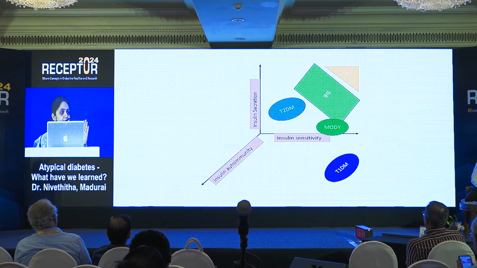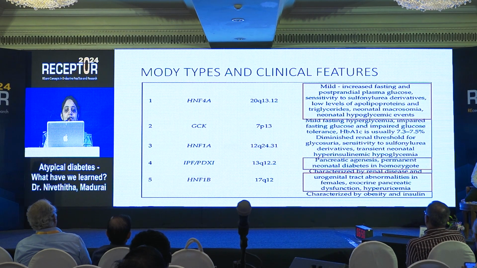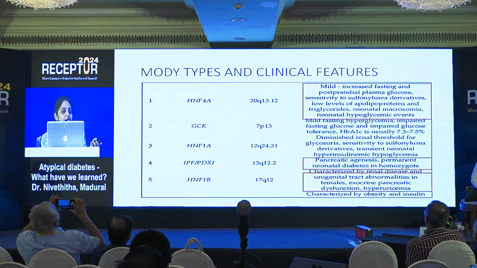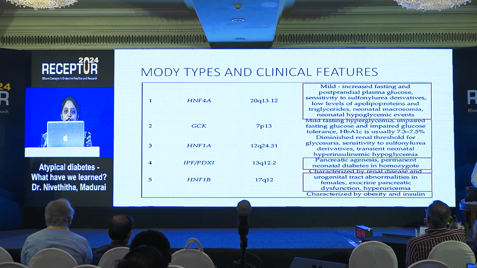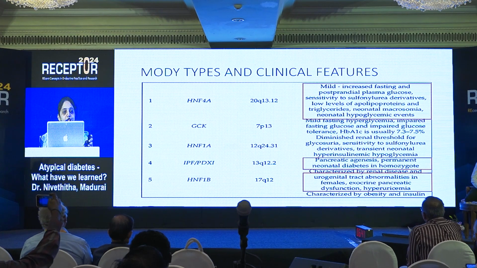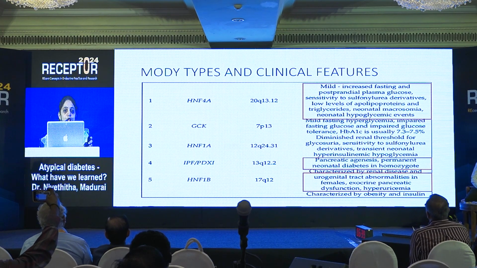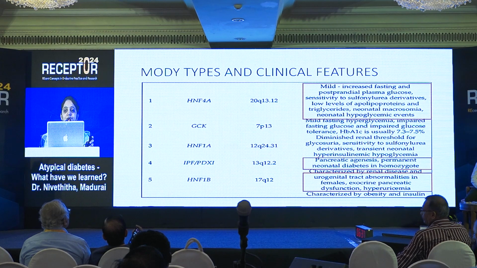Mostly the autoimmunity is not going to be here. So this is where the MODY comes. And now, as this patient is having MODY1 HNF4A, she has a mild increased fasting and postprandial plasma glucose. And why is MODY classification important? Because we should not push them into a diagnosis of type 1 and unnecessarily give them insulin.